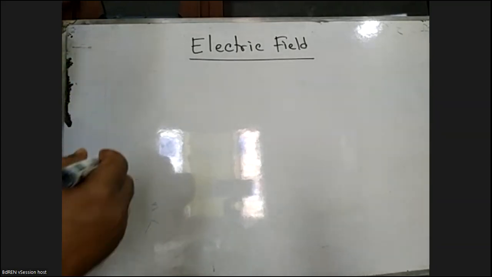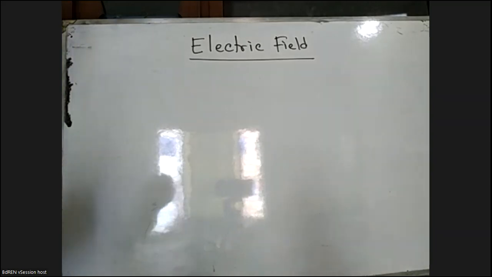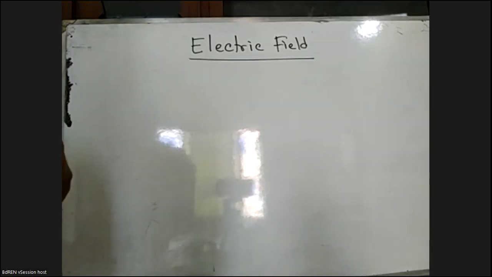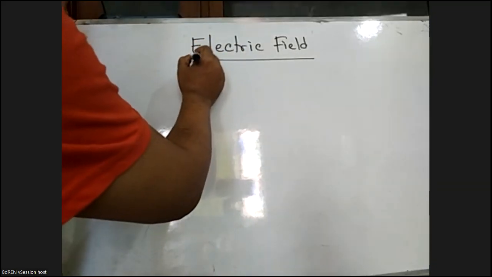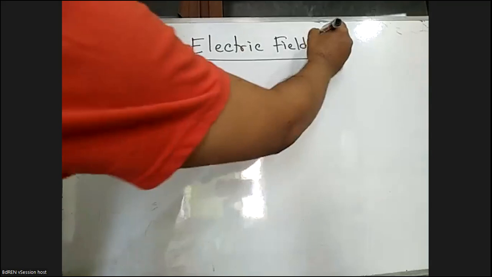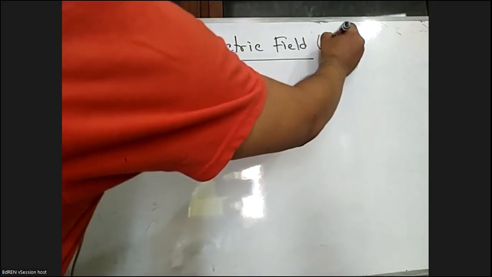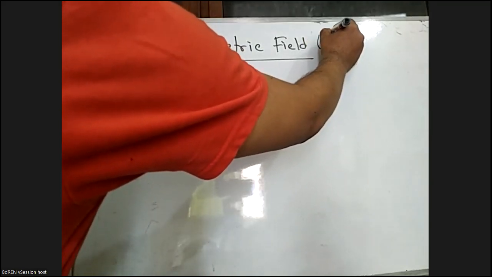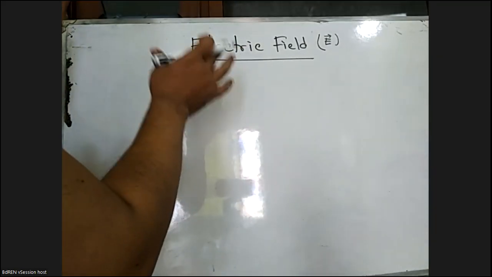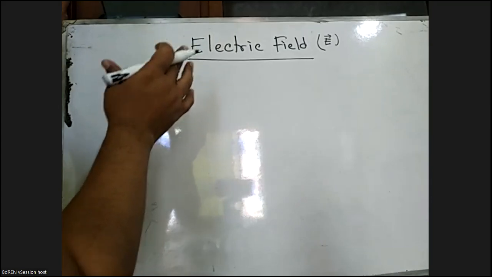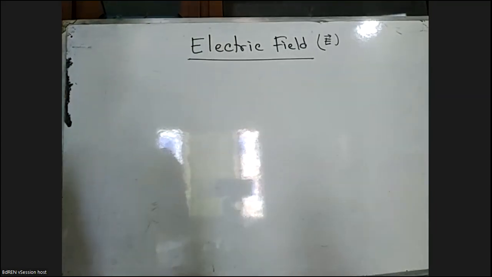Today we will discuss the electric field, and this is the second class of Physics 2. What is the electric field? It is denoted by capital E, and in vector form it is written like this. We will discuss what the electric field is and how to determine it. We'll also discuss two experiments and some real life examples of the electric field.